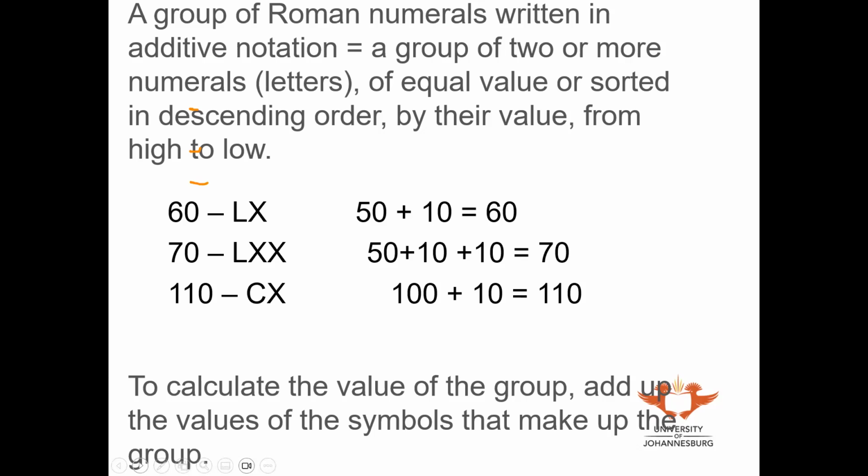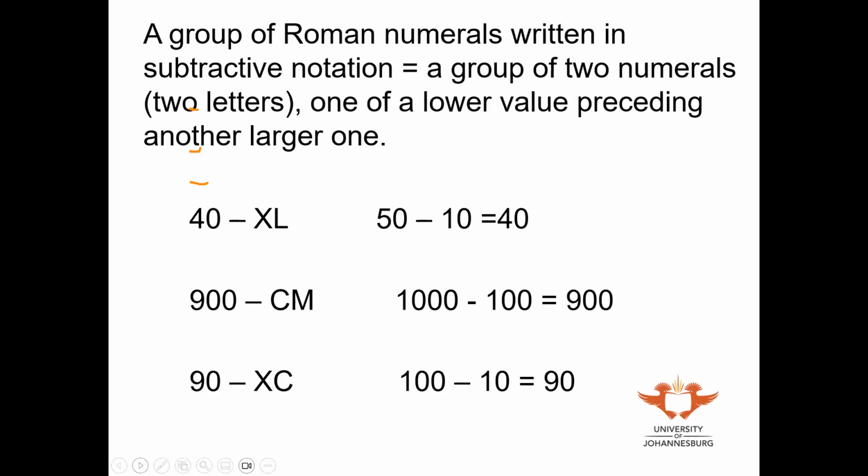And also, when we move to the subtractive one, you can see if I've got the 40, the 90, and the 900 there. So the 40 is going to be 50 minus 10, right? And the 900 will be 1,000 minus 100. And the 90 is going to be the same as 100 minus 10. And basically, you can see which ones normally work and which one doesn't work.